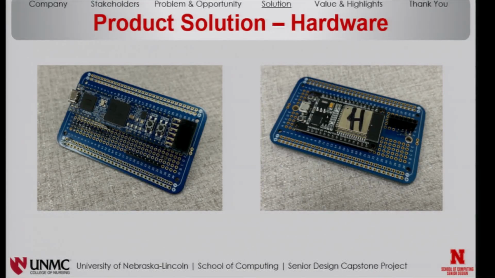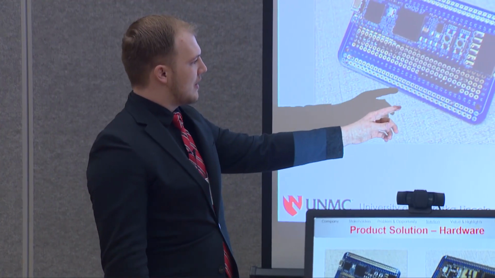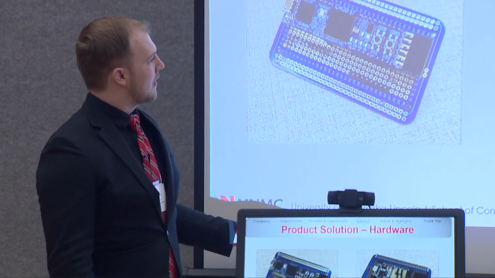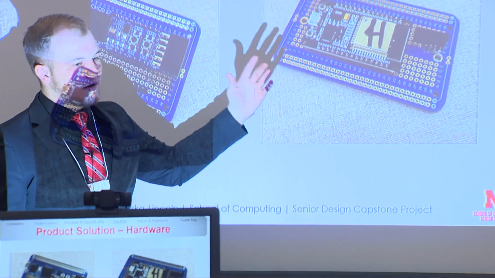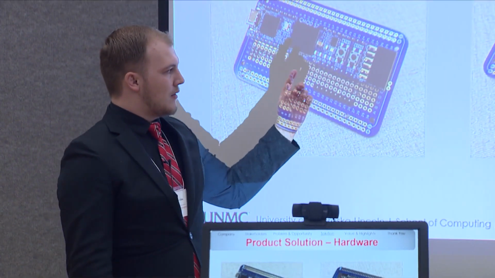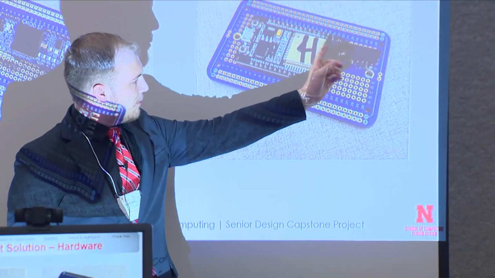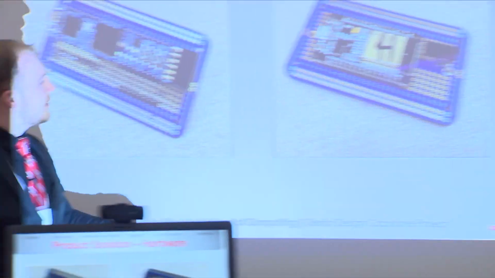Here are some break-apart views of the actual hardware stack. This view contains the FPGA. You see the digital pins, and then this view has the ESP, which we are using for its BLE purposes, which has a bus going to it for power and UART.